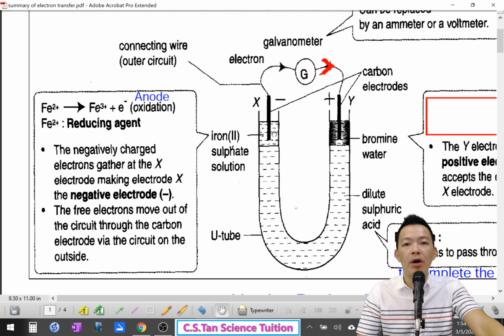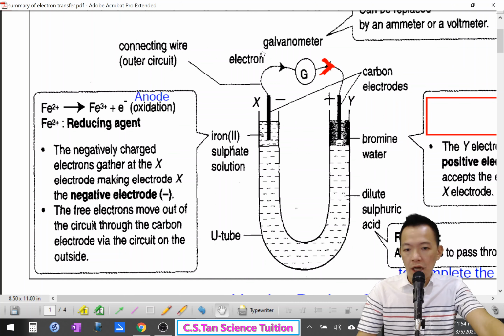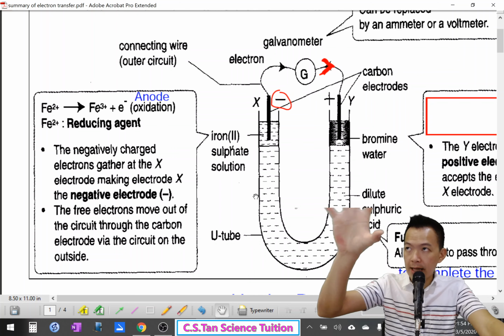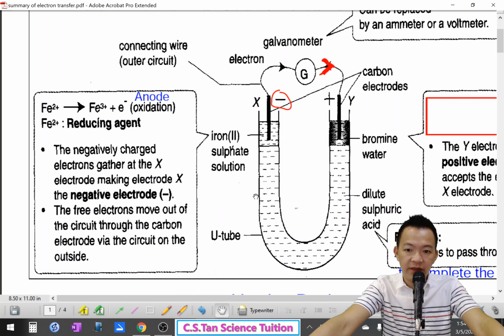Add a little bit more. Iron 2 loses electrons and becomes iron 3. Because it loses electrons, this is the negative terminal. The one that loses electrons is the negative terminal. The other part gains the electrons. This is what we call the positive terminal. It gains electrons, so we call it the positive terminal.